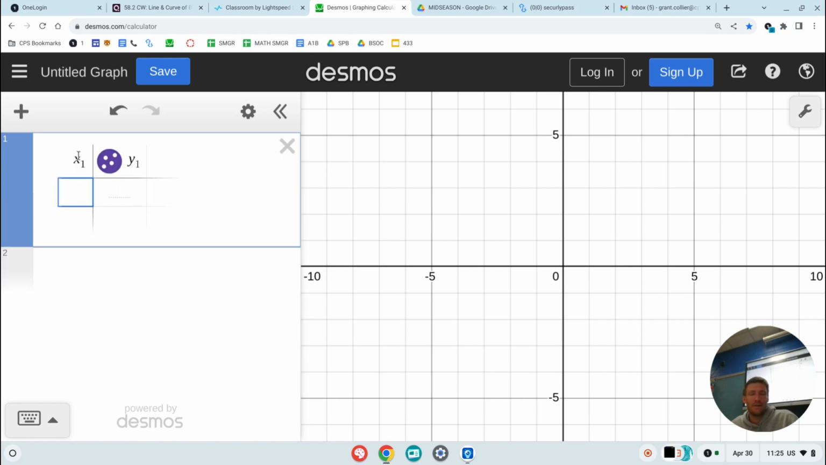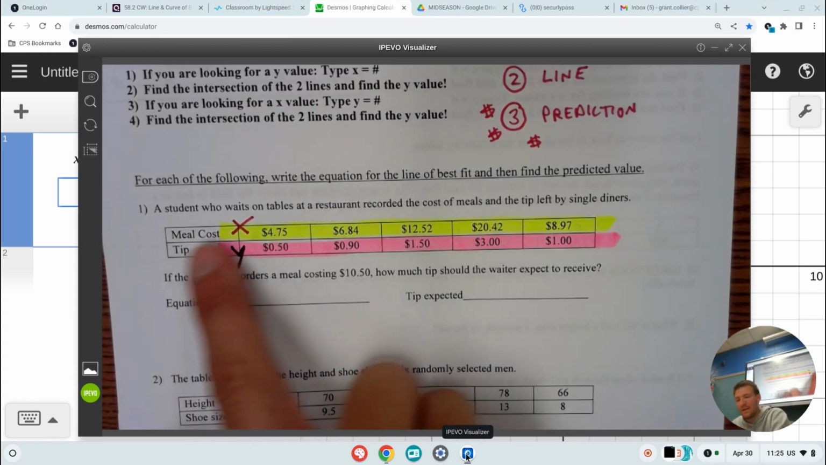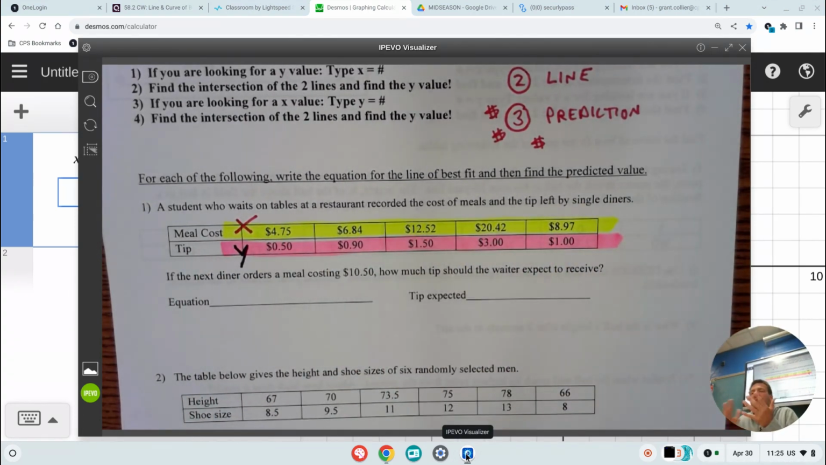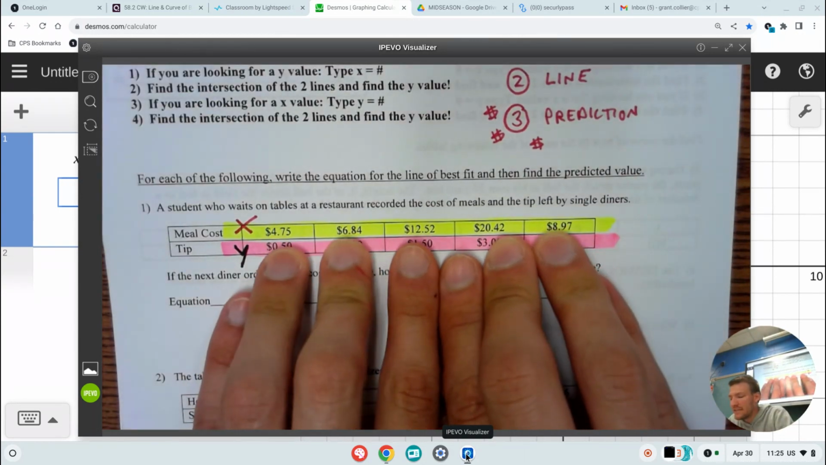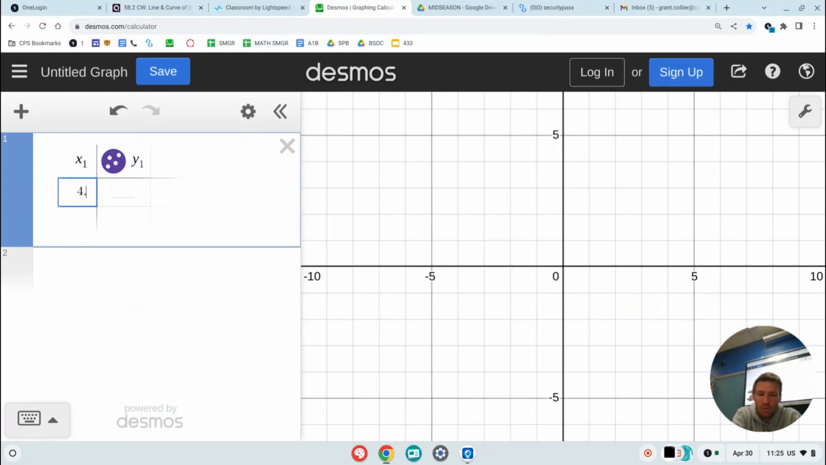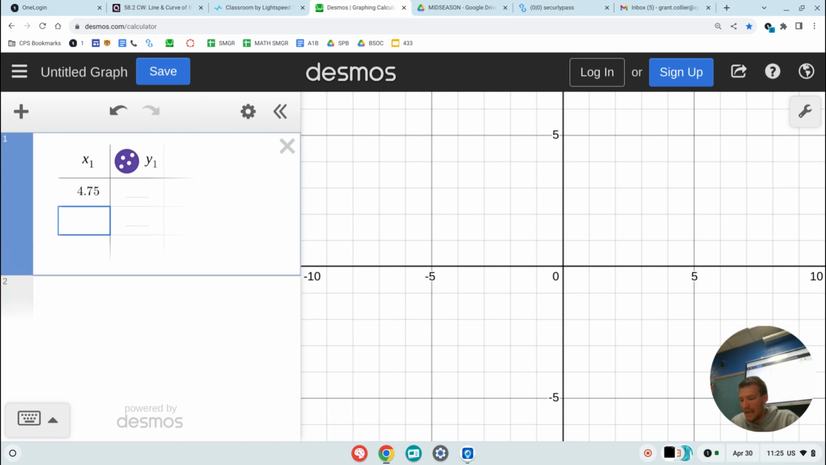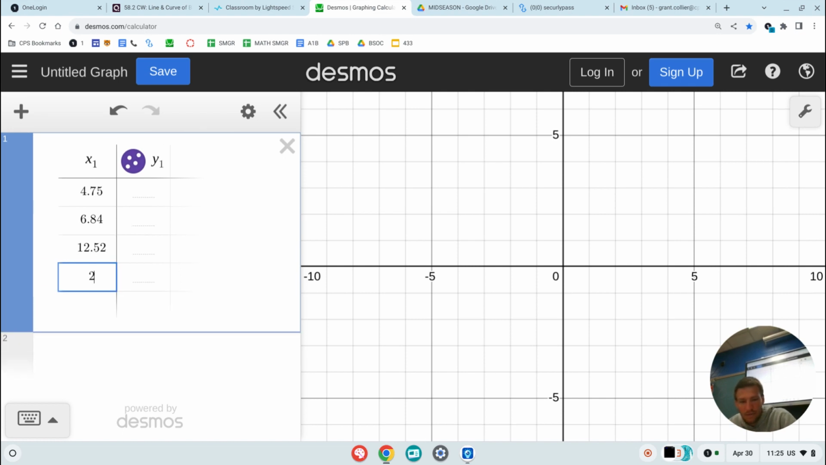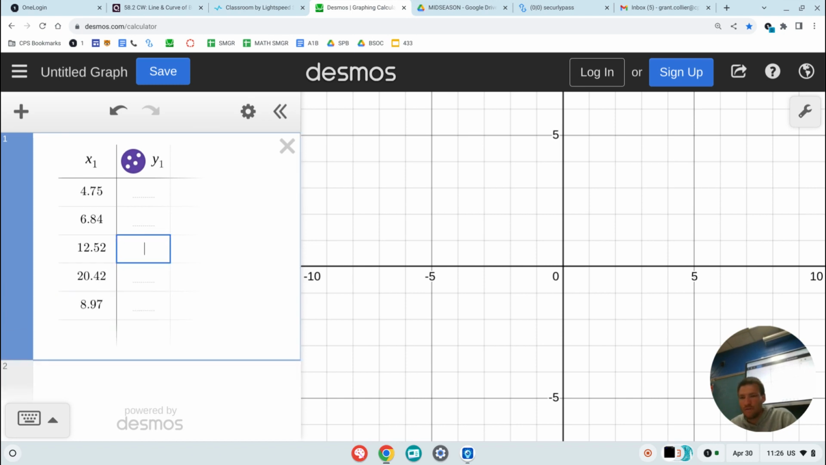Now the X's, very important. The X's go up and down on DESMOS. On our paper, the X's go side to side. So you have to kind of twist the table a little bit. Make sure all of the top numbers go in the X column. So I'm going to type this in, 4.75. No money signs, just numbers. DESMOS doesn't need to know if it's money or not. DESMOS just needs to know the numbers. Enter. 6.84. Enter. The next top number is 12.52. Enter. 20.42. Again, I'm going to come around and check this on your screen in just a second. Make sure you have it typed in perfectly.